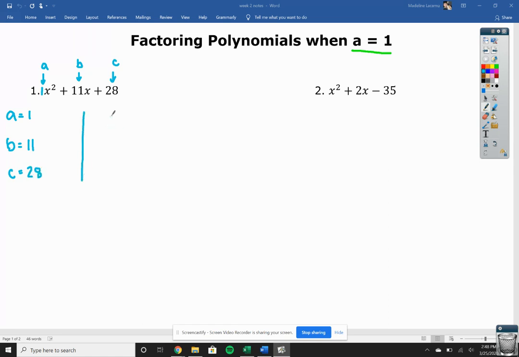Now I just have to make the chart. So it's going to be a times c, plus and minus. Now a times c is 1 times 28, which is just 28. Now I need the factors of 28. So we have to find every two numbers that multiply to give us 28.